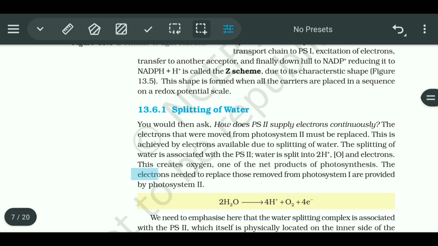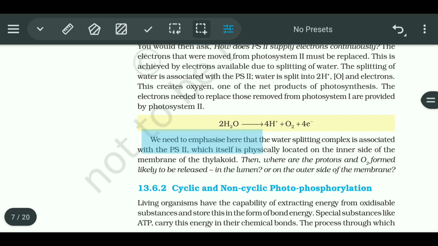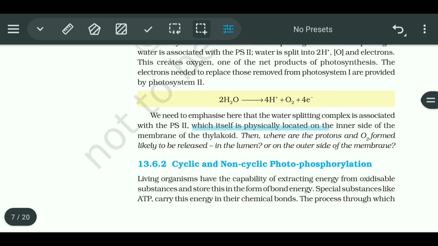The electrons needed to replace those removed from photosystem 1 are provided by photosystem 2. 2H2O gives 4H+ plus O2 plus 4 electrons. We need to emphasize here that the water splitting complex is associated with PS2, which itself is physically located on the inner side of the membrane of the thylakoid. Then, where are the protons and oxygen formed likely to be released, in the lumen or on the outer side of the membrane?